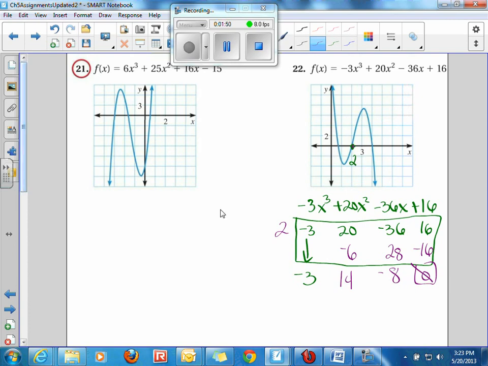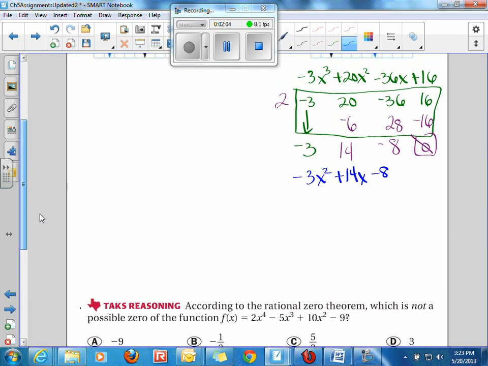Now what this does is, remember that when you divide like this, you decrease the power by 1. So I really have an equation here that's negative 3x squared plus 14x minus 8. And I could do this by either factoring with the "my father drives a red Mercedes" method, or I could use the quadratic formula to solve it.